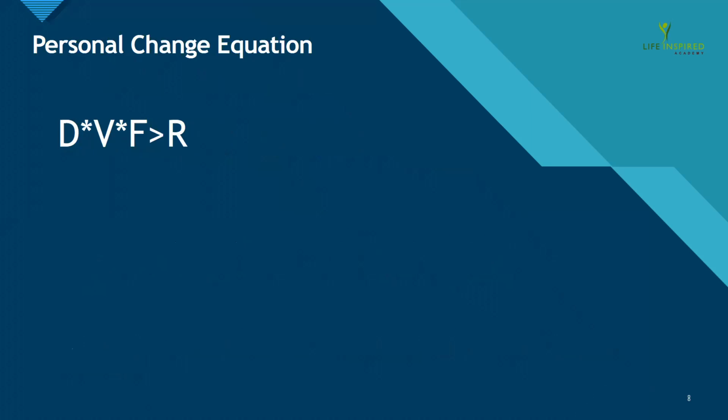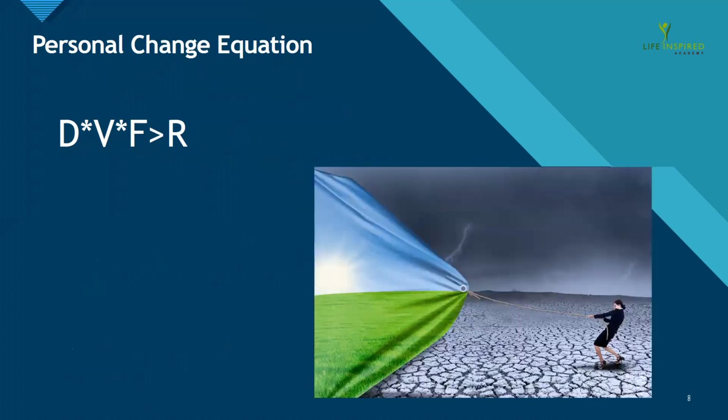So yes, we're talking about personal change. I have this change equation that I really love. It says D multiplied by V multiplied by F must be greater than R. And let's see what D is. D is dissatisfaction with the status quo. Are you dissatisfied with where you are?